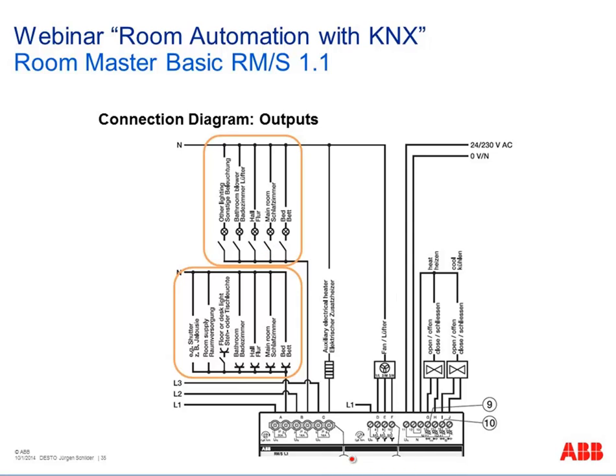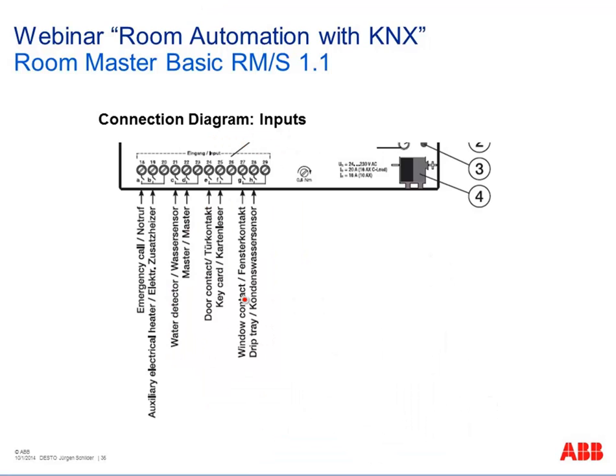Or you use a room master with more dim actuators you might need, or other components to create your complete solution. It depends on the situation, but this could be a solution here, this combination of conventional and KNX installation. And on the bottom, for the inputs, you connect all these superior sensors you need: master switch, window contact, emergency call, whatever, but not the local push buttons for light operation in the room.